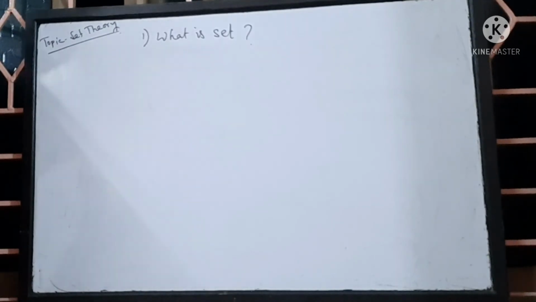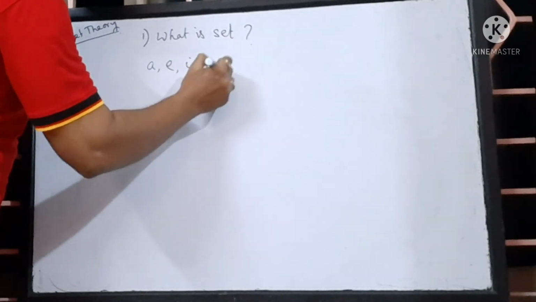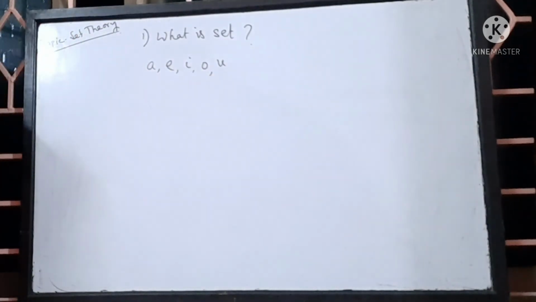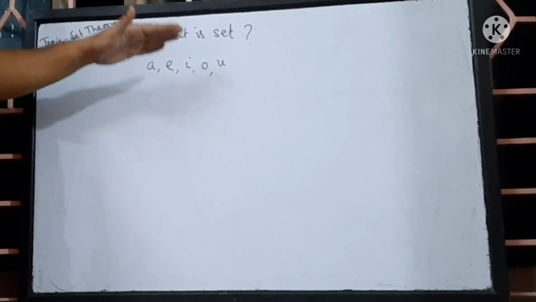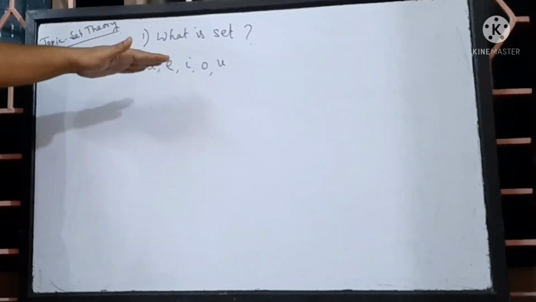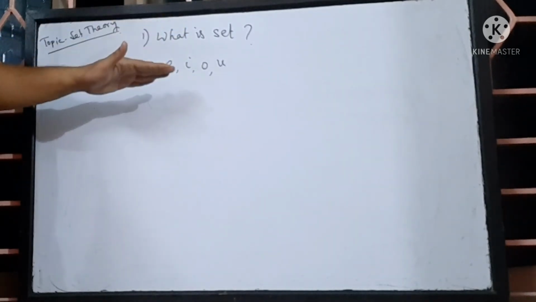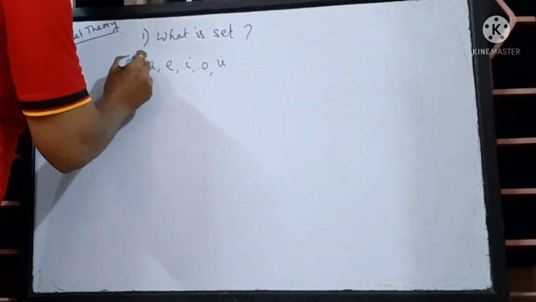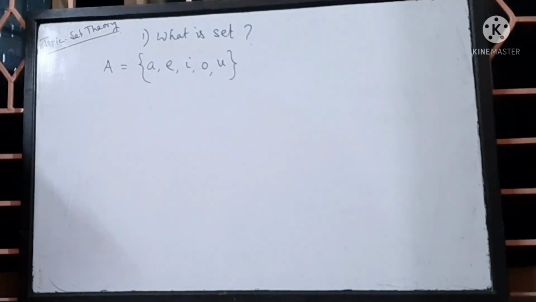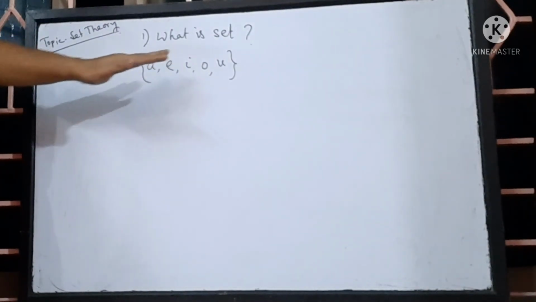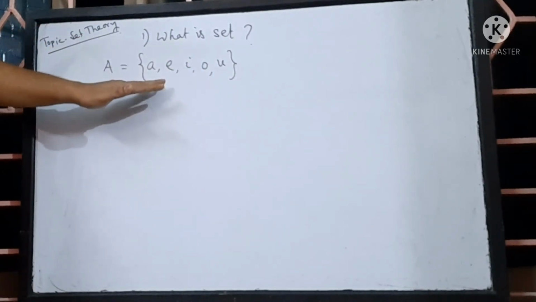Is that understood? Now see, I am writing 5 letters: A, E, I, O, U. Do you know the similarity between these letters? Yes, we know they are all vowels of the English alphabet. They are well defined, they are distinct. So these can be put in a group, and they can be called a set. This is a set. A, E, I, O, U are called elements of the set A.